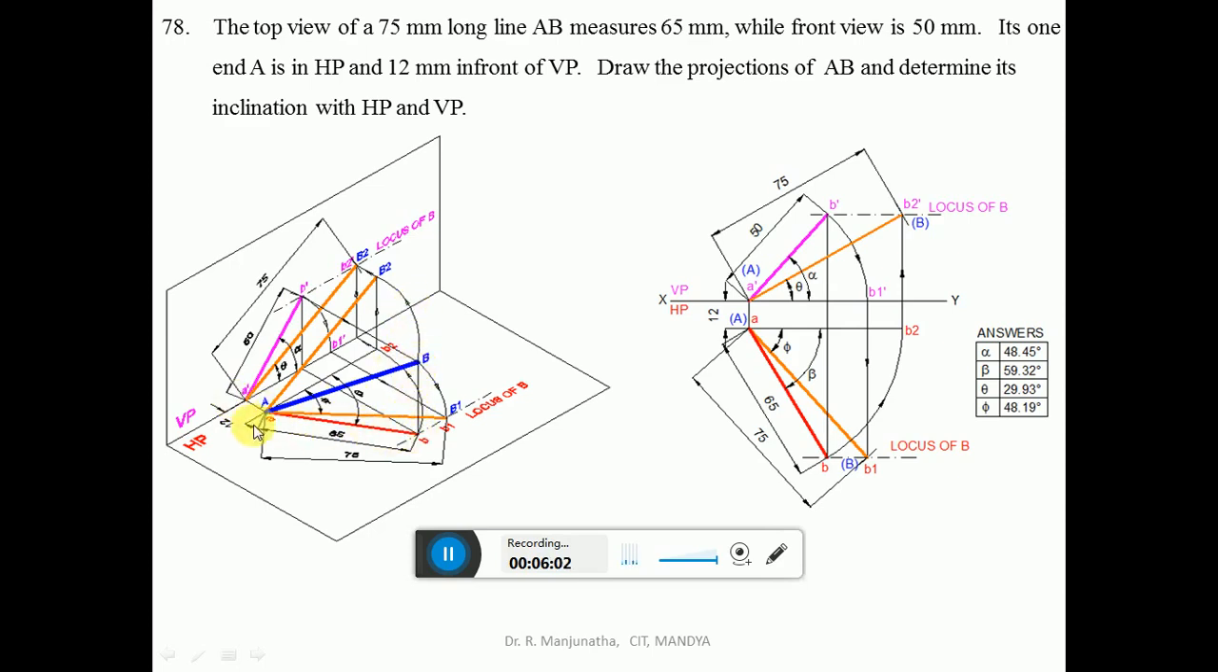Now, to make this line parallel to VP, with A as center, we take the radius of AB and rotate it in space, such that B2 is in front of VP by 12 mm, because A is in front of VP by 12 mm. So now the line is parallel to VP, and you are getting the true length in VP. When you look from the top view, the path traced will be the arc between B and B2. So this is what you are going to get.